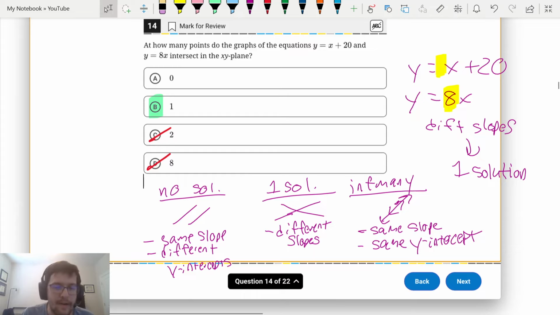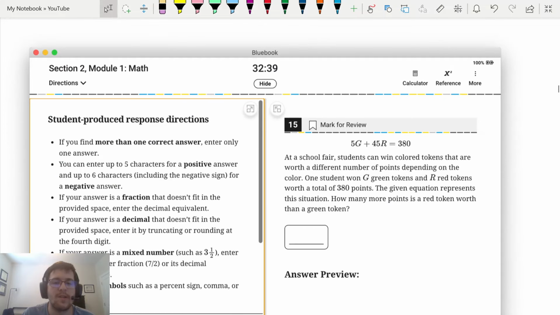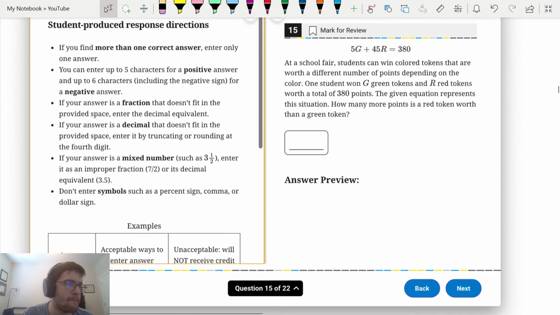Let's look at 15. Okay, so the points for each red token is the number in front of the R, and the point for each green token is the number in front of the G.